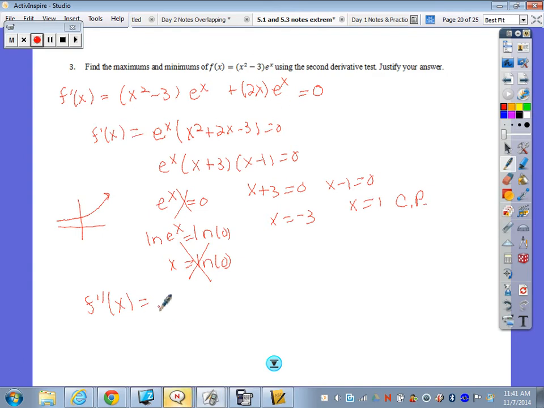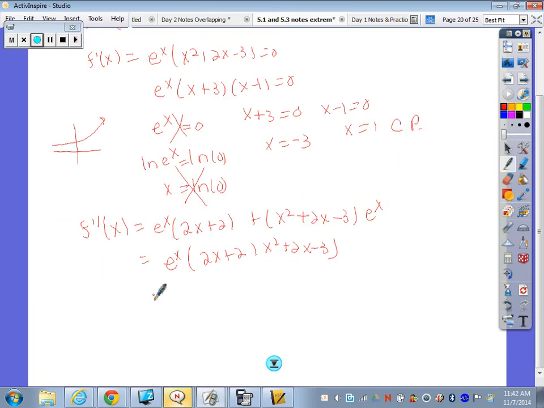So I'm going to do first, the derivative of the second is 2x plus 2, plus the second times the derivative of e, which is itself, and I'm going to plug in negative 3 and 1. What I recommend doing is factoring out your e to the x. So then I get 2x plus 2 plus x squared plus 2x minus 3.